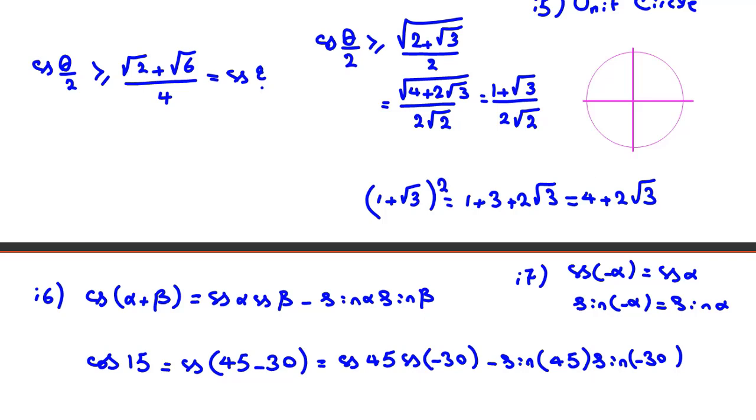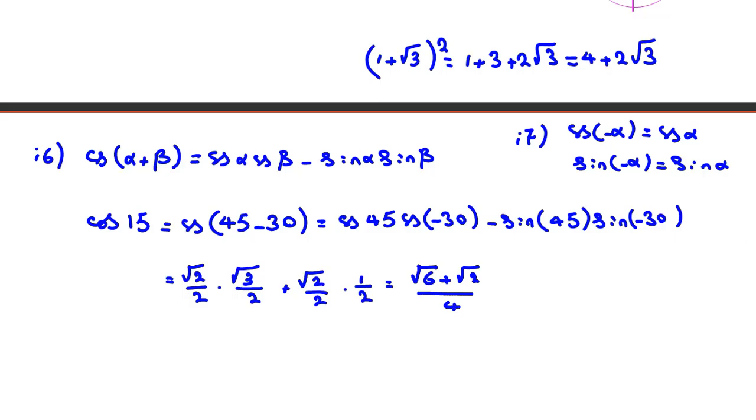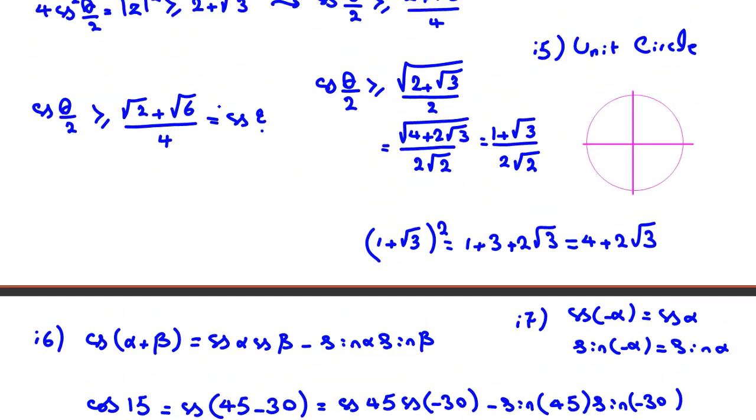Okay, let's calculate. Cos 45 and sine 45 are both root 2 over 2. Cos negative 30 is cos 30, which is root 3 over 2, minus root 2 over 2 times sine negative 30, which is minus, so it will be plus times 1 half. So it will be root 6 plus root 2 over 4. Root 6 plus root 2 over 4 is exactly this.